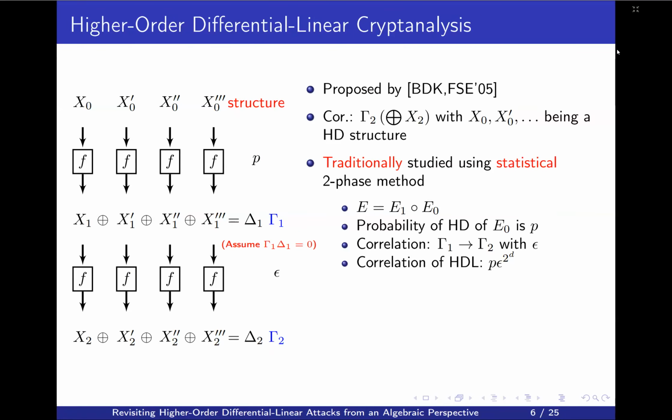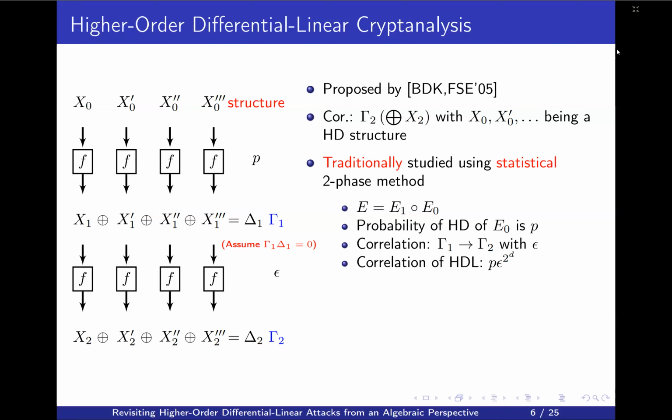Inspired by this, Biham, Dunkelman, and Keller in 2005 proposed the high-order differential-linear analysis. It is very similar to differential-linear analysis. We also cut the cipher into 2 parts. For the first part, we have a high-order differential with probability P, and for the linear part, we have a linear approximation with correlation epsilon. The full high-order differential-linear correlation can be calculated by the formula P epsilon to the D.